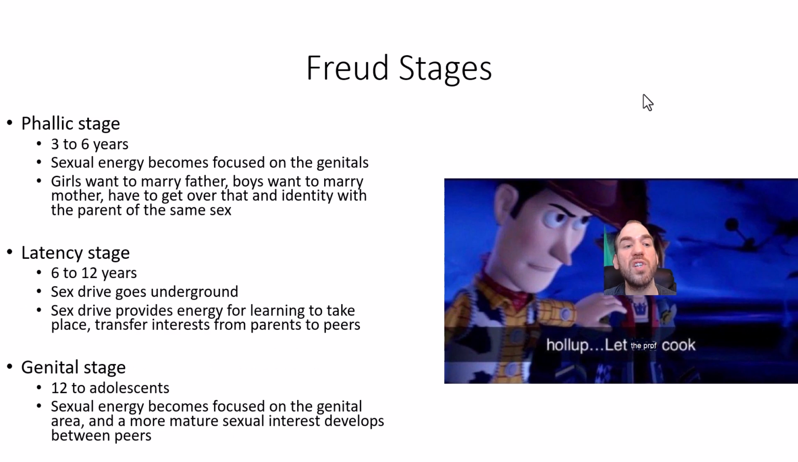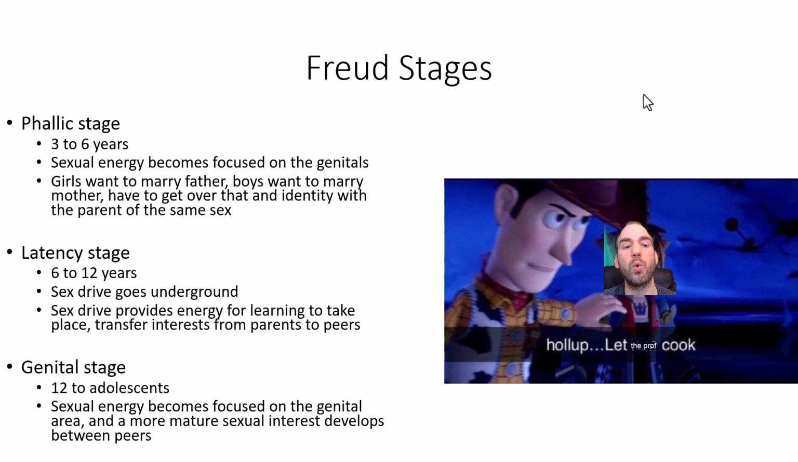Next, the phallic stage, ranging from 3 to 6 years of age. Sexual energy becomes focused on the genitals. Girls want to marry their father, boys want to marry their mothers. However, the children have to get over that and identify with the parent of the same sex.